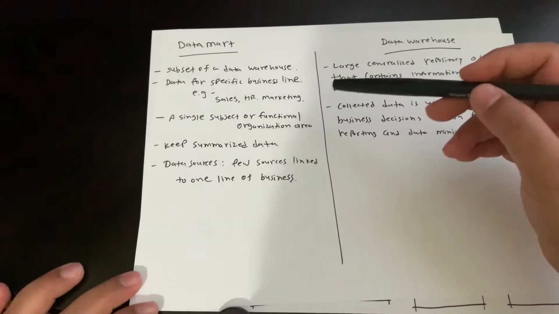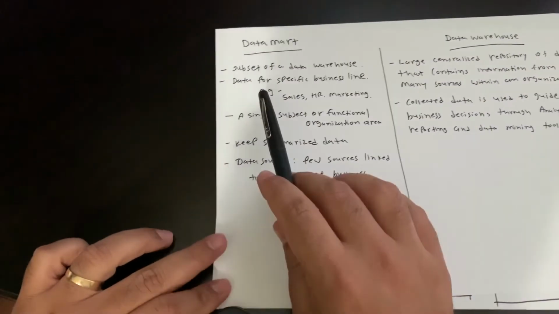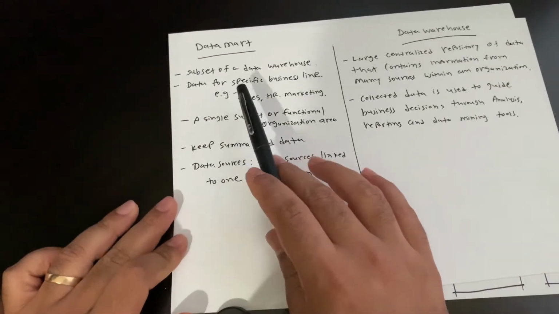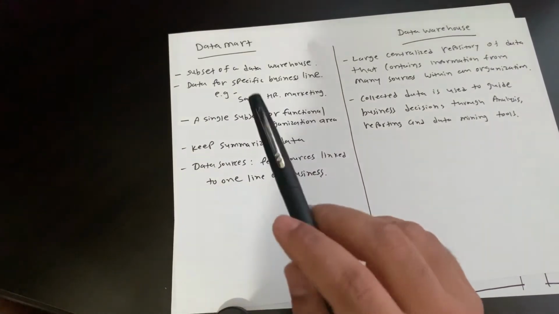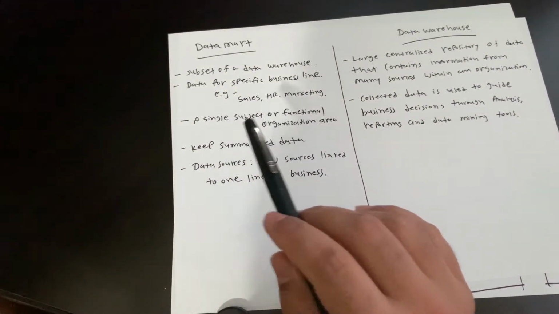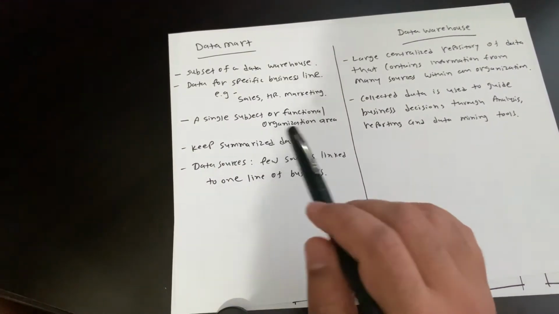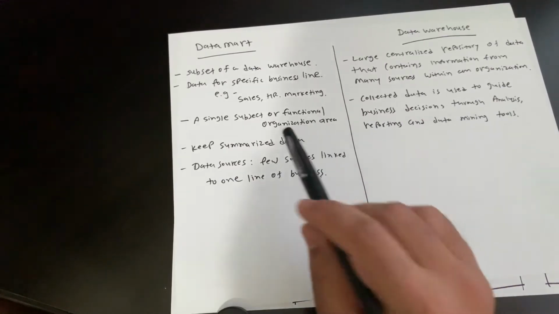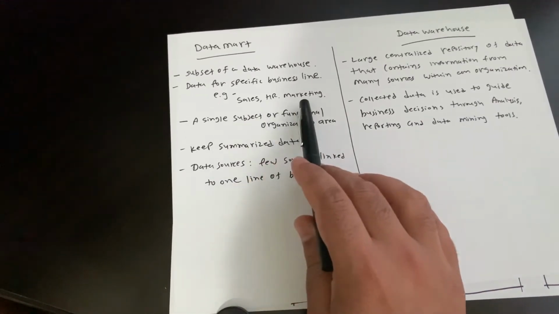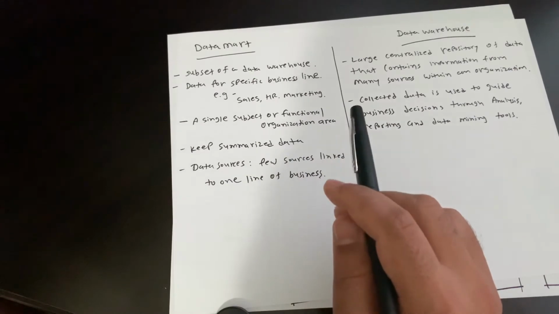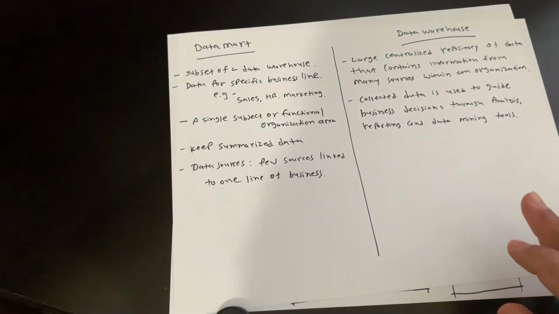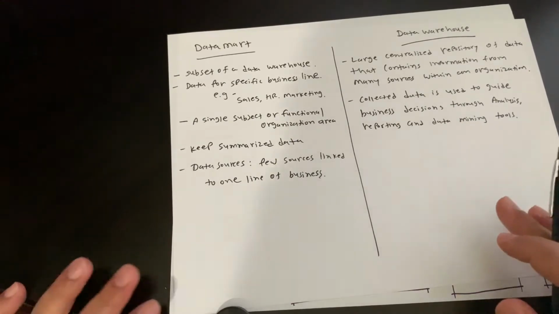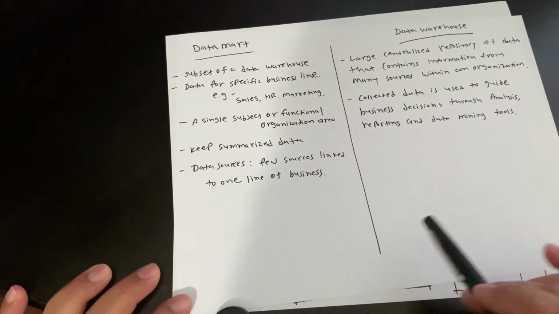In a data mart, first of all, it is a subset of a data warehouse. It has data for a specific line of business, for example, sales, HR, marketing. So it will not combine all the different departments. It will be specific department or specific business line data only in a data mart.